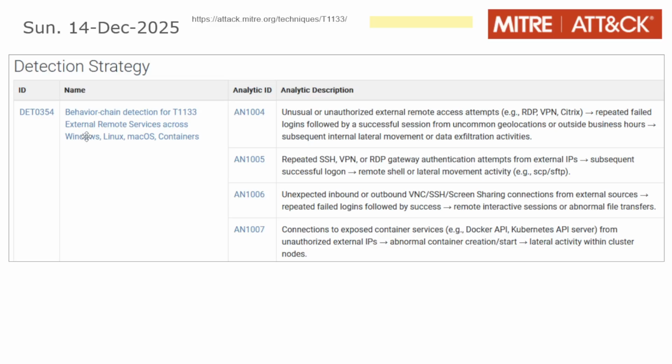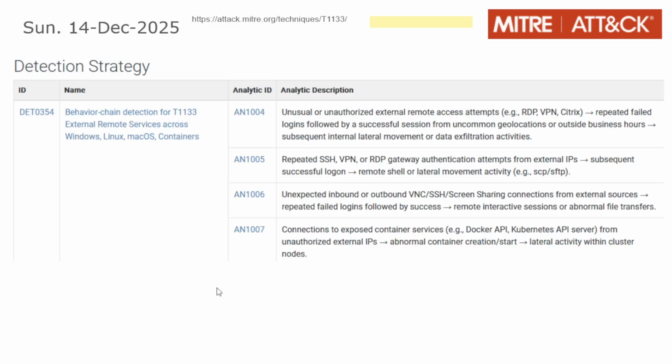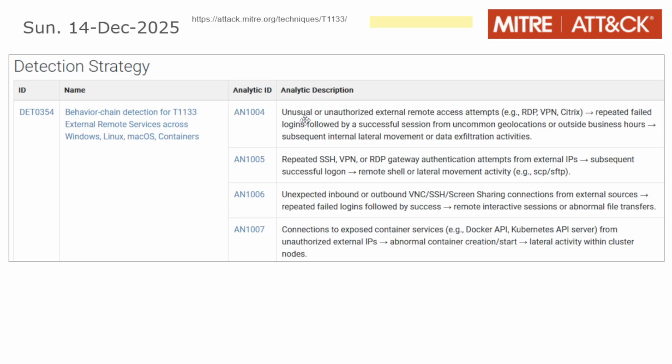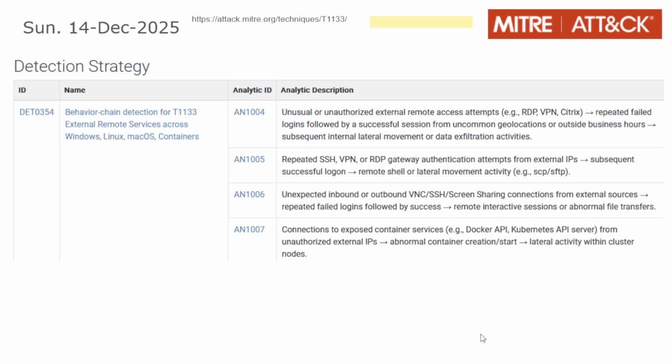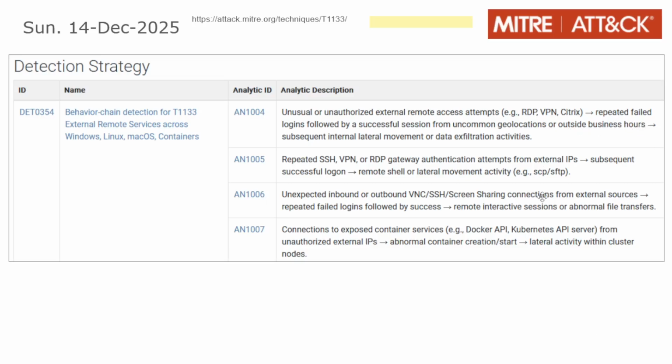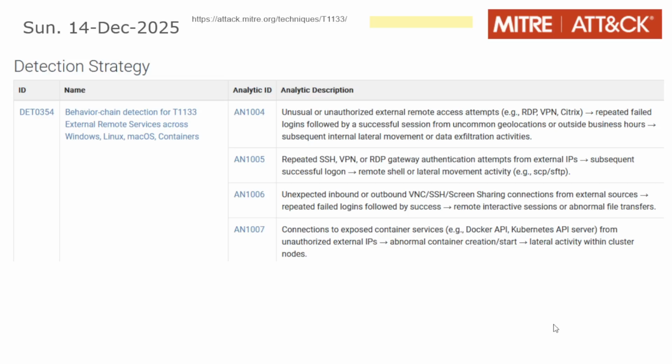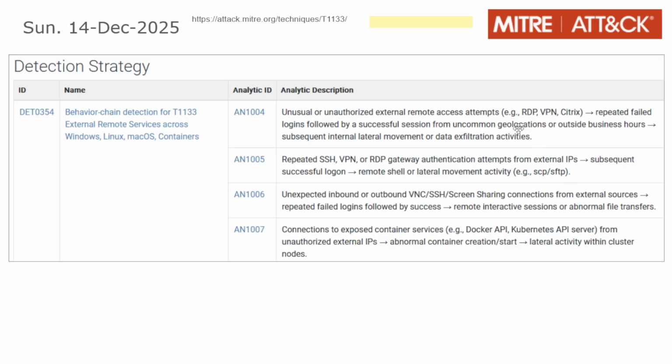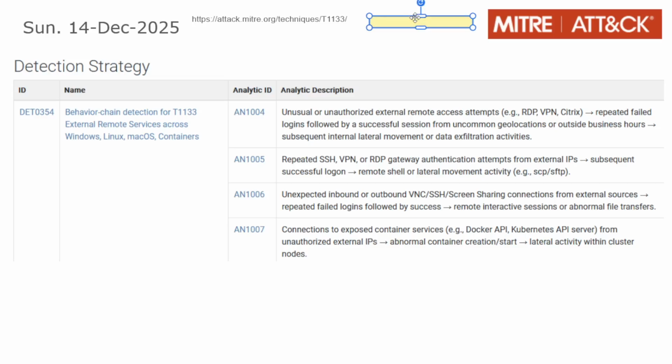So here you have again behavior chain detection for T1133, and here they talk about unusual, unauthorized external remote access attempts. Okay, and then repeated failed logins because they want to get the password and the username. Outside of business hours, perfect. Some uncommon geolocations, perfect. So the trick is it's something unusual accessing your external remote service, and then internal lateral movement. There we go. And this is what you want to detect: internal lateral movement and data exfiltration activities.